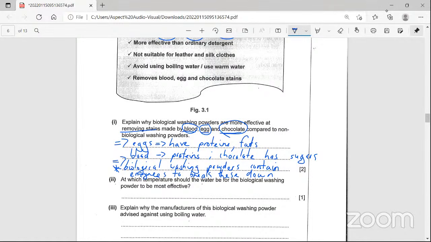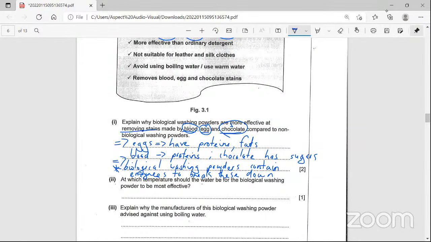Guys, I'm just giving you ways you can answer. This is the way I would have answered. But there's another way of saying it: your biological washing powders contain carbohydrases, proteases, and lipases. They will break down the protein in your blood, the proteins in the egg, and the sugars in the chocolate. That's another way of answering. Does that make sense? So after you mention those, can you just say the enzymes break down? Yes, you can.